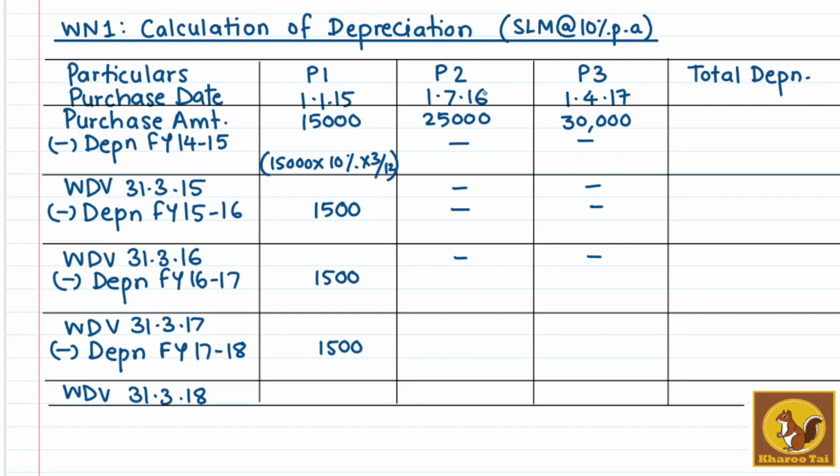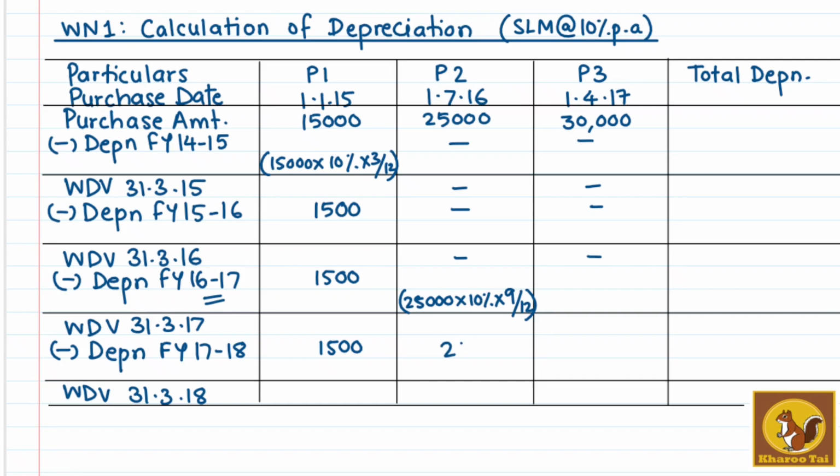For the second plant, the plant was purchased on 1st July 16, that is in financial year 16-17. So in this year, we will have working 25,000 into 10% into how many months the asset was in business. From July: July, August, September, October, November, December, January, February, March. That is for 9 months, 9 divided by 12. Next year, 25,000 into 10% is 2,500.